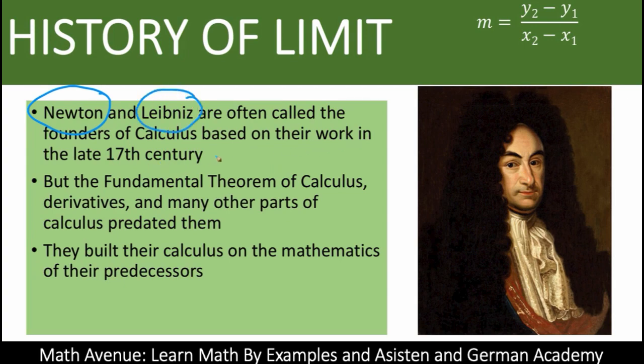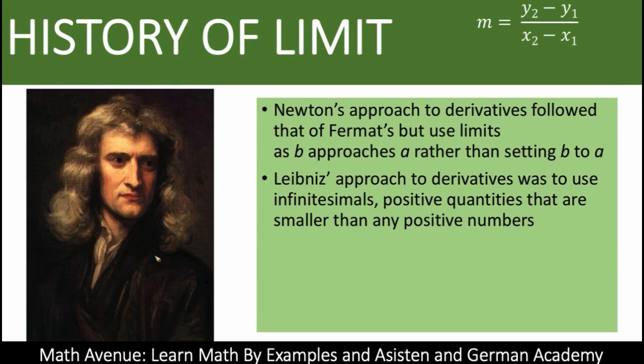Later on in the 17th century, English mathematician Sir Isaac Newton and German mathematician Leibniz are often credited to be the founders of calculus based on their work in the late 17th century. But the fundamental theorems of calculus, derivatives, and many other parts of calculus predated them. They built their calculus on the mathematics of their predecessors, such as Pierre de Fermat. In particular, Sir Isaac Newton's approach to derivatives followed that of Pierre de Fermat, but he uses limits instead of imagining E. While Leibniz's approach was to use infinitesimals, or positive quantities that are smaller than any positive numbers, which is similar to the value of E as imagined by Pierre de Fermat.